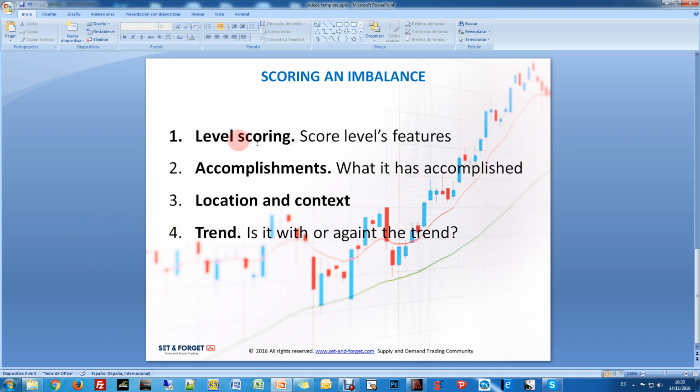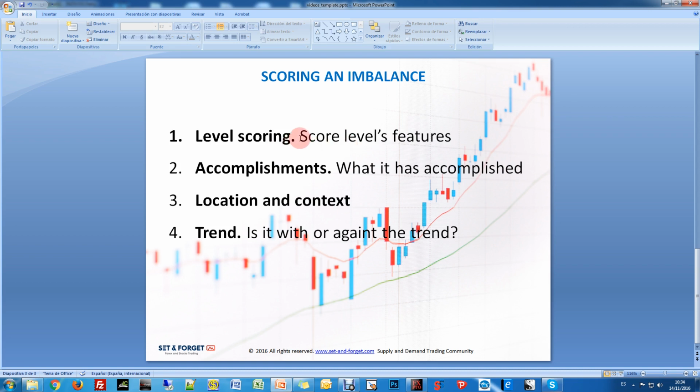On this second slide, we're going to go through the basic scoring of an imbalance. We're going to have 4 main features for an imbalance to be scored, and they are quite different. The first one is the level scoring. We score the level by itself, by what the level is made of: candlesticks, bearish or bullish engulfing patterns, time at the level and that.